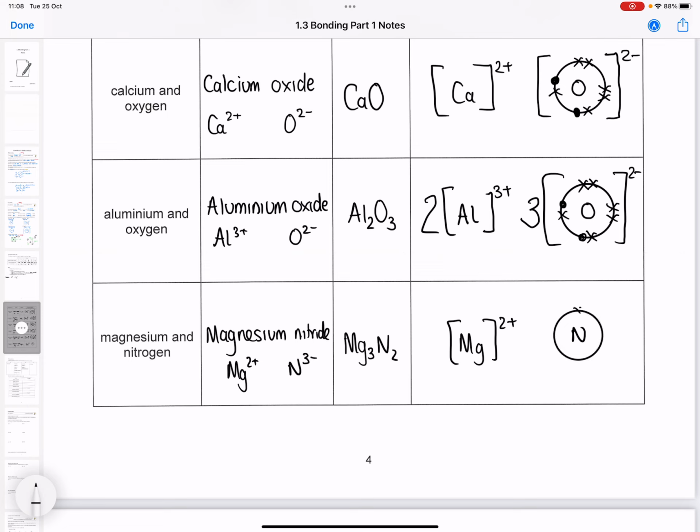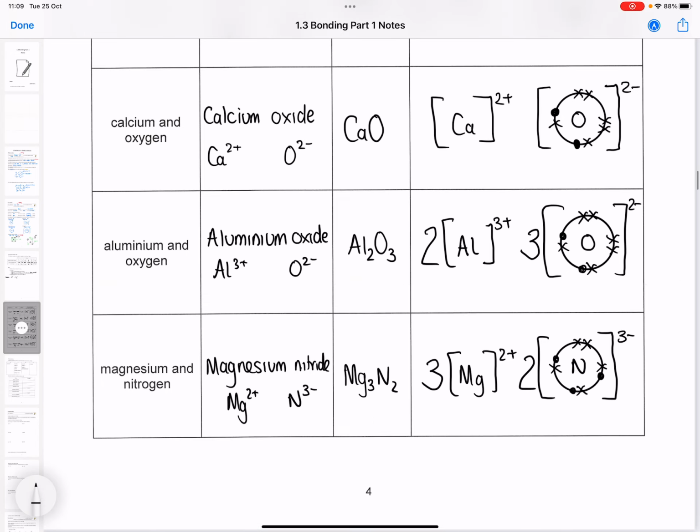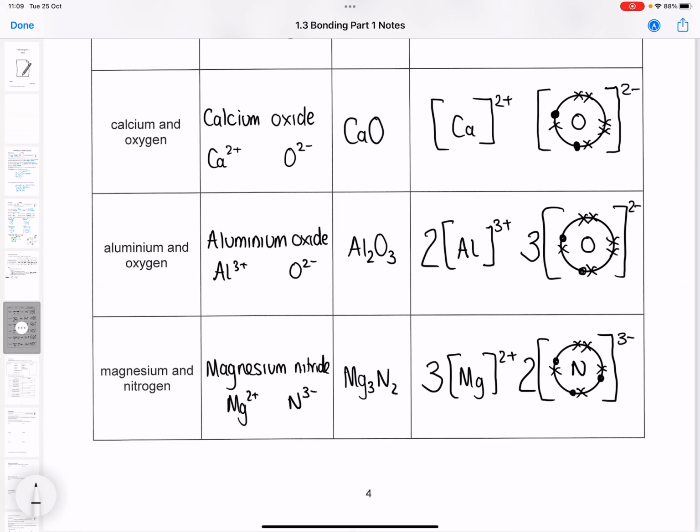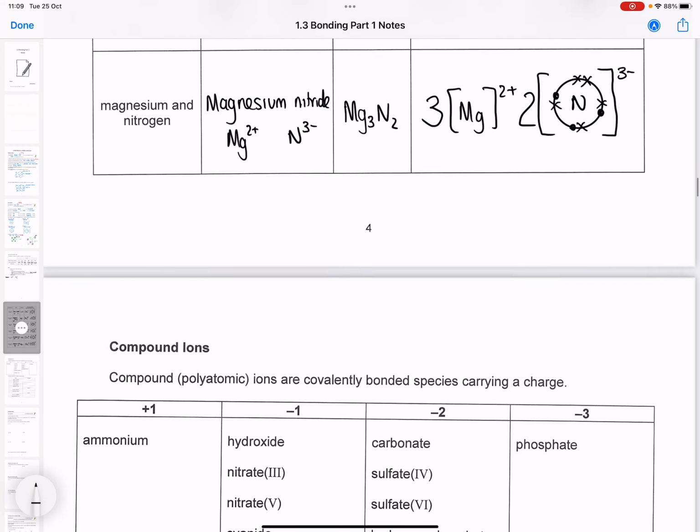So nitrogen was in group 5, so 1, 2, 3, 4, 5. 1, 2, 3 minus. We needed 2 of these and 3 of these, and we've got magnesium nitride. This is a recap from GCSE with some maybe slightly trickier formulas. The dot and cross diagrams are not actually as important at A-level, it's just a memory step to help you remember how to come up with the formulas.